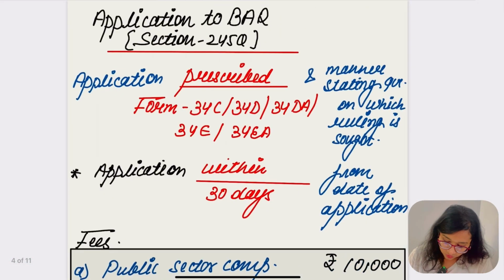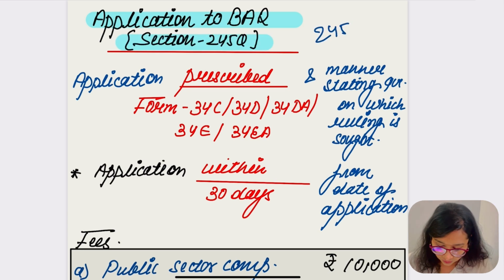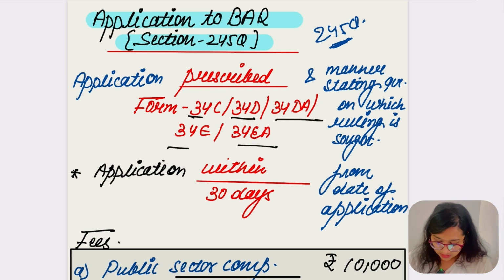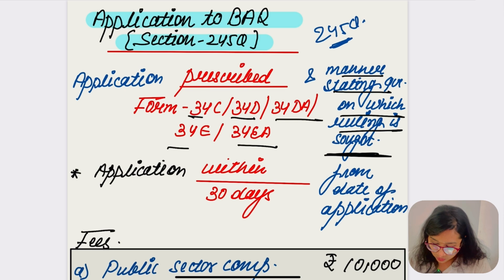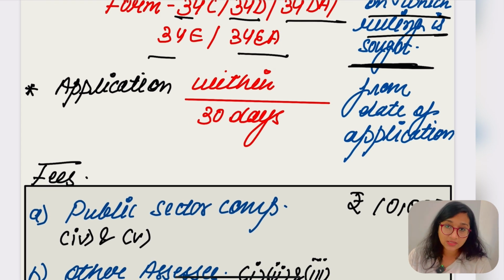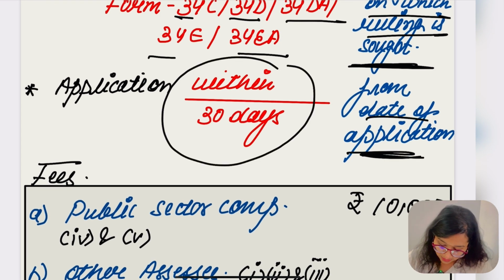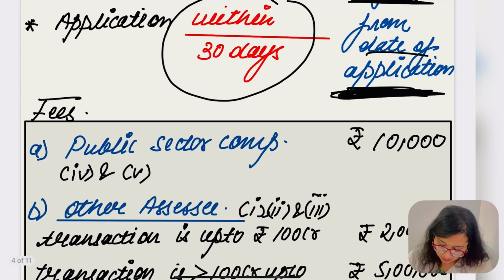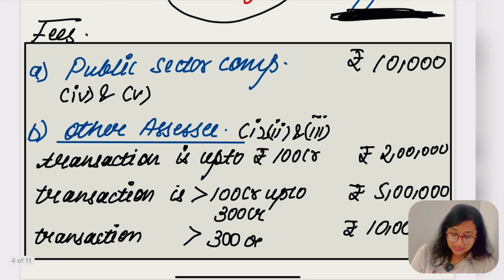Okay, so let's jump into the other section, application to the board, Section 245Q. Now we have to see the application is in prescribed form. Okay, and the forms are 34C, 34D, 34DA, and so on, and it should be in a manner stating the question on which ruling is to be sought. Is it clear? Now, the application is to be filed within 30 days from the date of application, which is to be done within the 30 days.